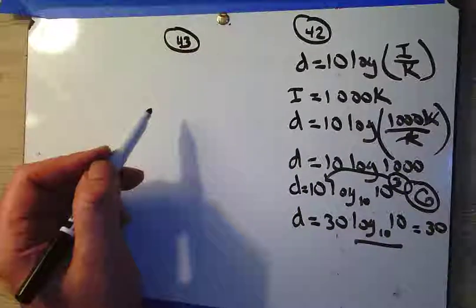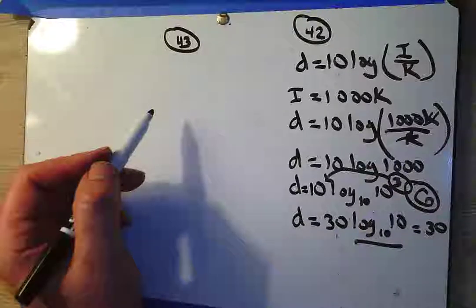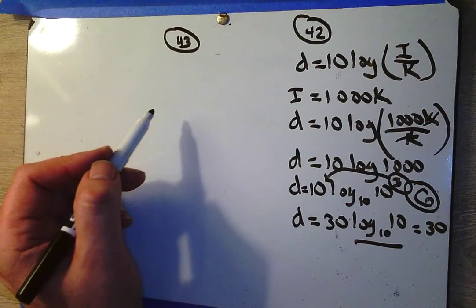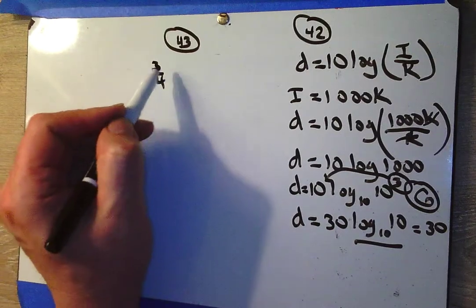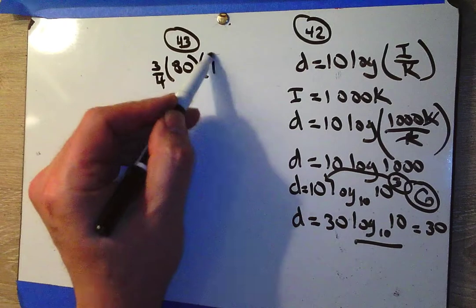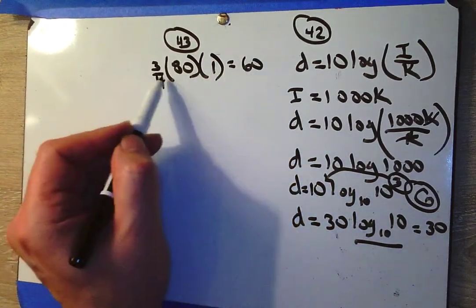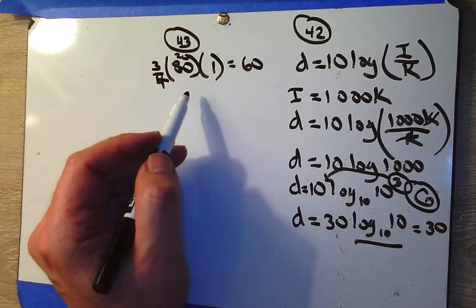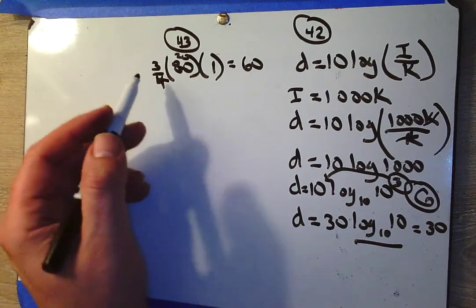43 looks like an expected value problem. How many points did Mario score playing the basketball season? Well, 3/4 of the time, and that was 80 tries, he made 1 point. So that's going to be 60, because we have some canceling here. And he got 60 points from 1-point free throws.